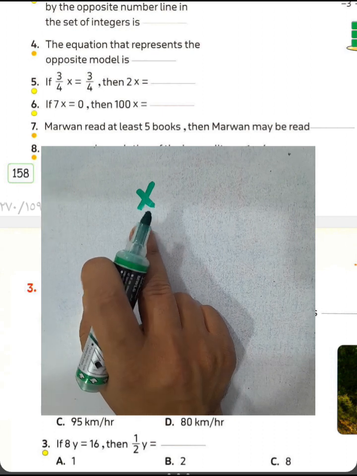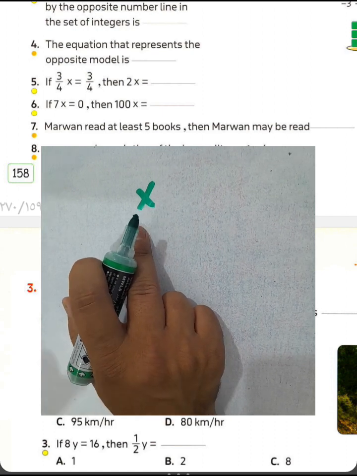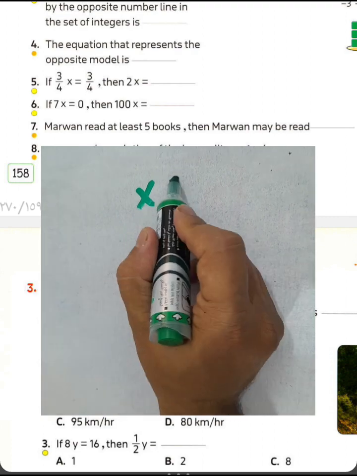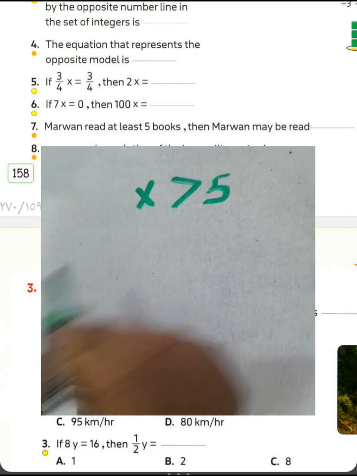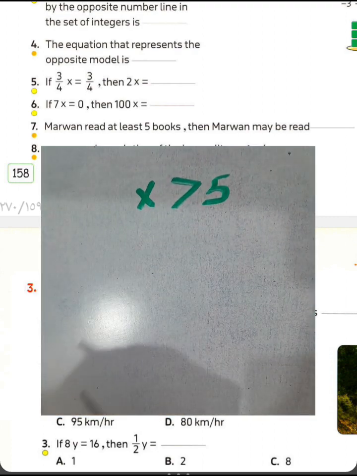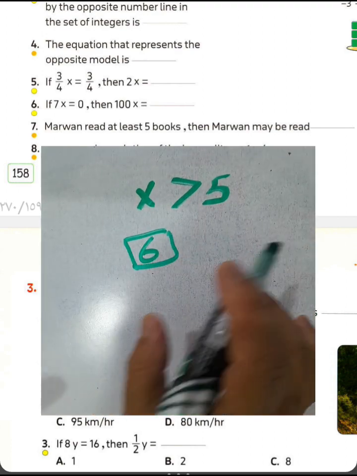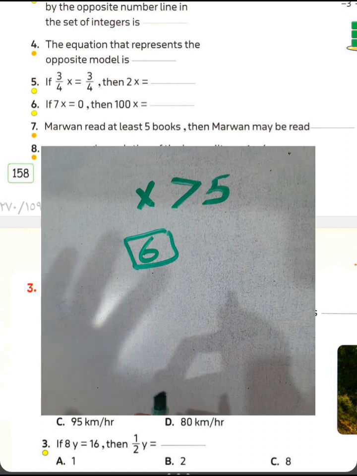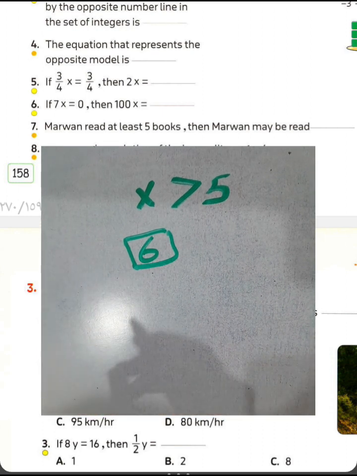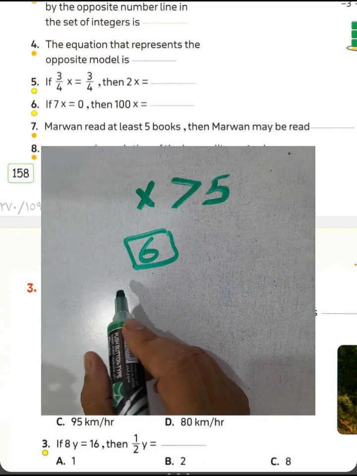Marwan read at least 5. Then x will be what? x is greater than or equal to 5, it can be 6. You can write 6 as the solution, or 7 or 8, because it tells us Marwan read at least 5 boxes. Then Marwan maybe read 6 boxes.